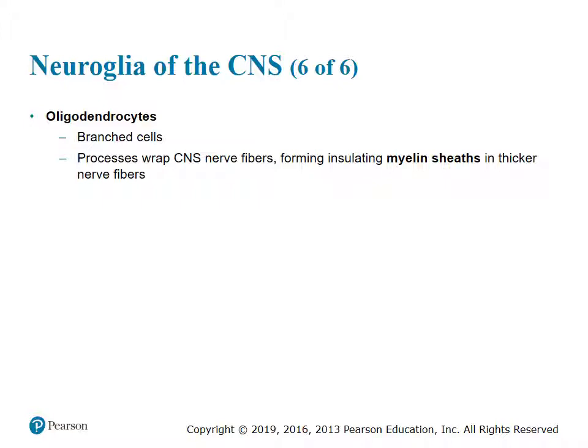And the last one here of the CNS are oligodendrocytes. These are also branched. They wrap around the nerve fibers in the CNS, and through their wrapping they form myelin sheaths, right? Myelin sheaths.